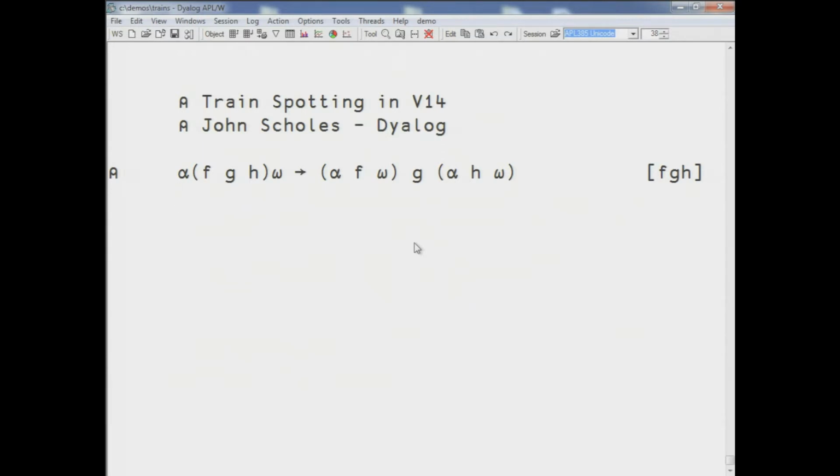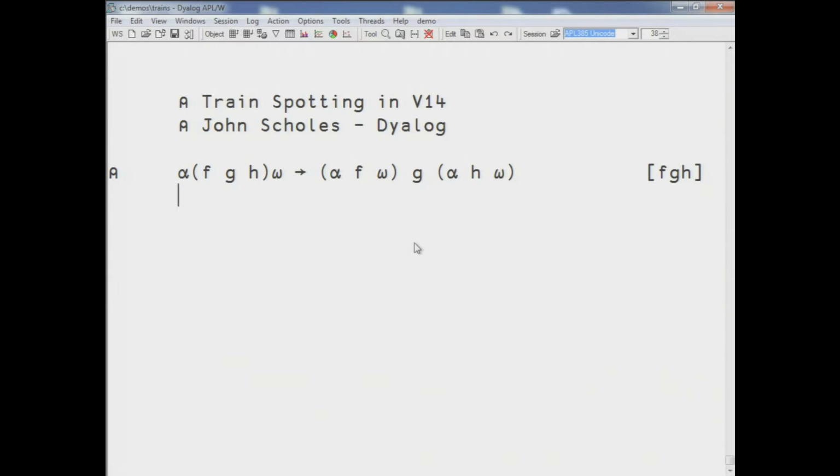And as I've said before, this is Ken's brilliant idea. It was brought into Dyalog by Roger. We have Roger to thank for this. So all we've done is, what I've spent a career doing, is stealing good ideas from people. So this is the archetypal train.